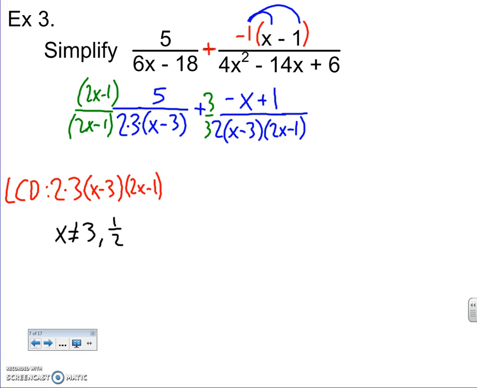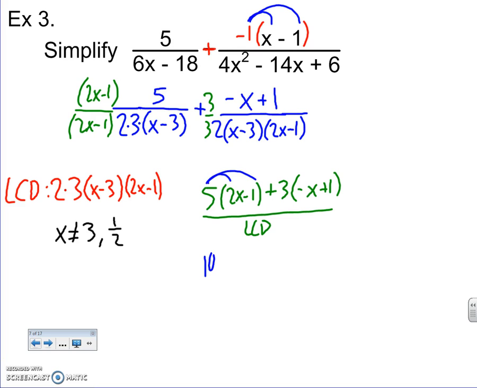All right. Well, the bottom's the LCD. I'm not going to rewrite it each time, so I'm just writing LCD. But for the top, we're at this step right now. We're at 5 times 2x minus 1 plus 3 parentheses negative x plus 1 all over LCD. It is basic algebra. So it distributes: 10x minus 5. Distribute this: negative 3x plus 3 all over LCD. Combine like terms. 10x minus 3x is 7x. Negative 5 plus 3 is negative 2 over LCD.